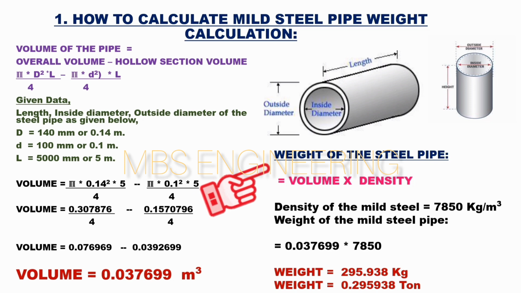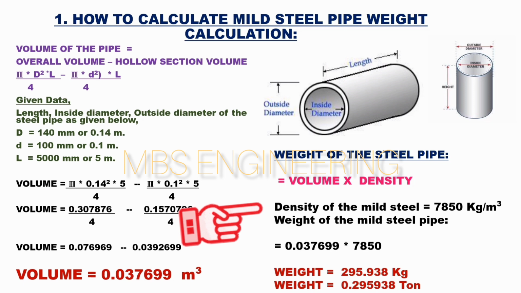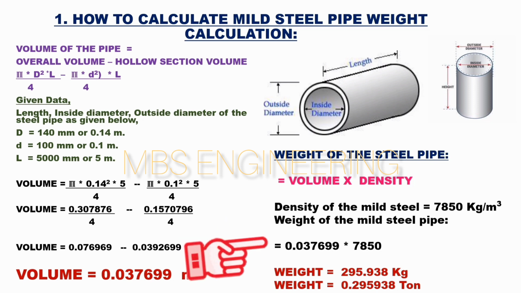Next, we learn about how to calculate the weight of the steel pipe. Volume is multiplied by density. Assume that the density of the mild steel is 7850 kilograms per cubic meter. Then, the weight of the steel pipe is 0.037699 multiplied by 7850. The steel pipe has a weight of 295.938 kilograms, or 0.295938 tons.